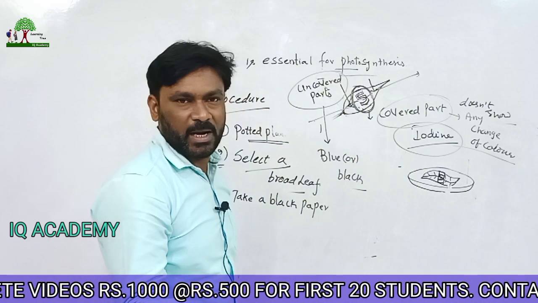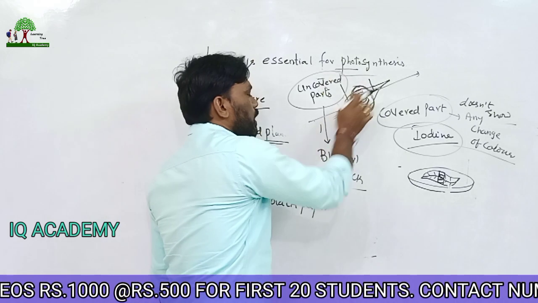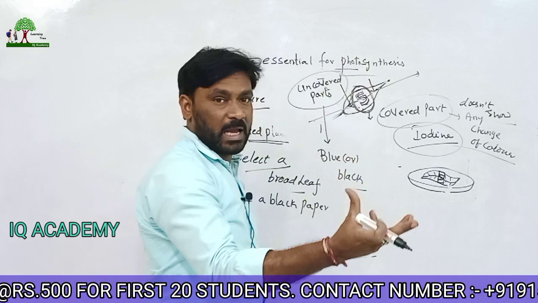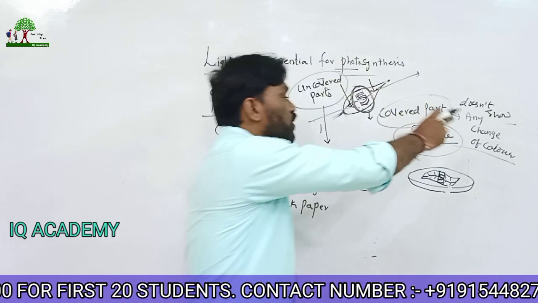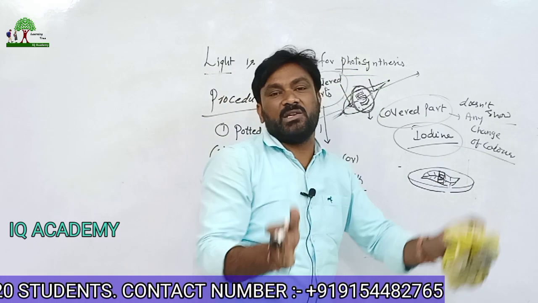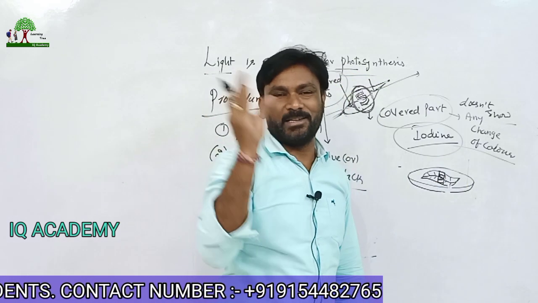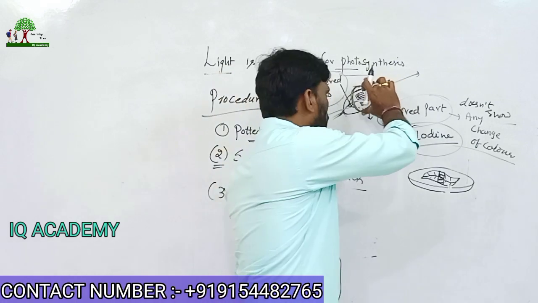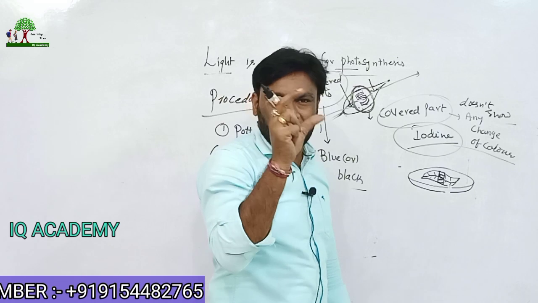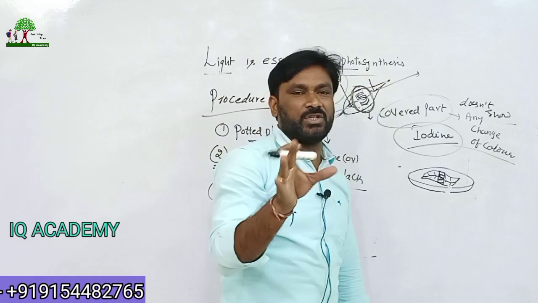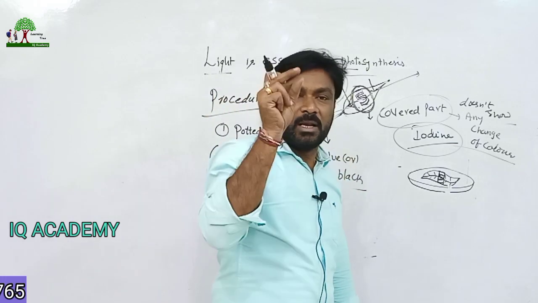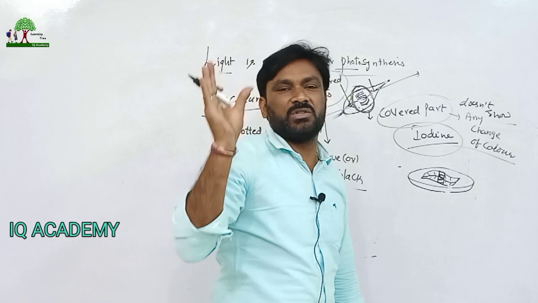So starch is prepared, and now these two parts have changed into blue or black in color, and the part which is covered by the black paper does not show any change of color, indicating that photosynthesis does not take place during darkness. As the black paper is covered, it is nothing but dark. In the dark portion, photosynthesis does not take place. By this we are able to indicate that light is essential for photosynthesis.